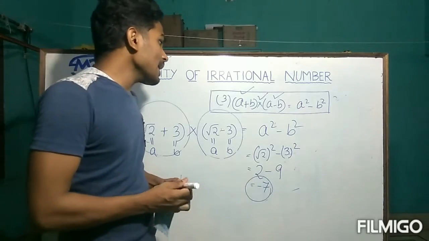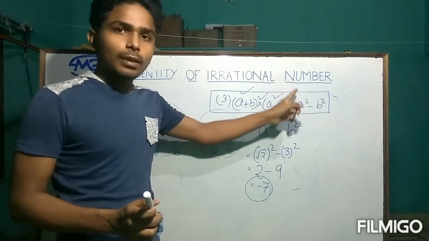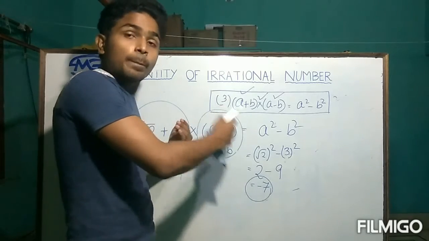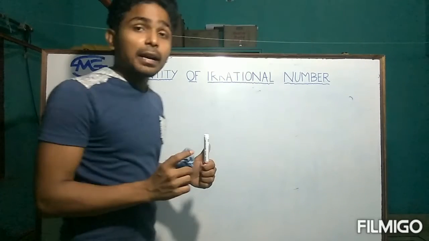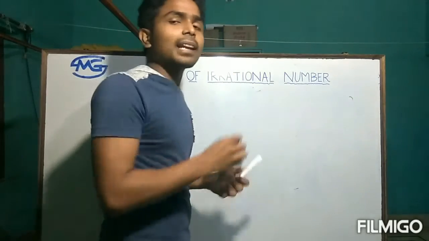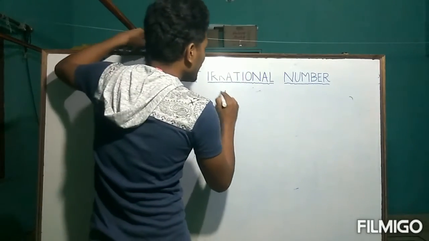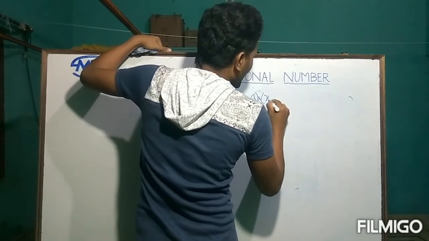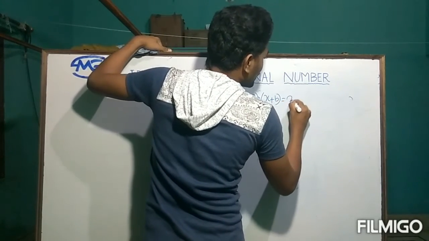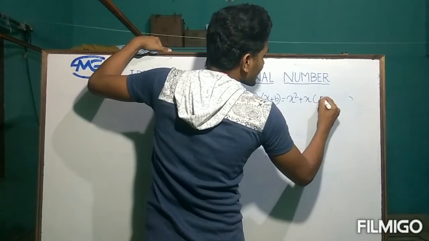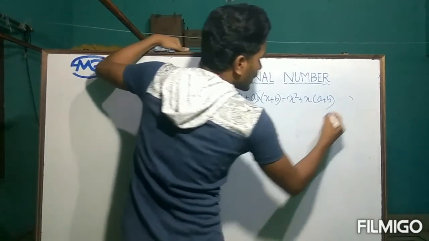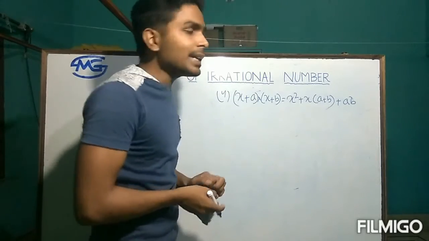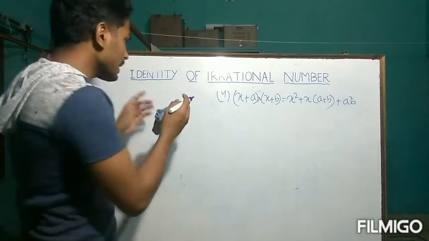By using the formula (A plus B) into (A minus B) is equal to A square minus B square, we can calculate the multiplication of any two expressions. So let's try with the last or the final formula of identity, that will be (x plus A) whole into (x plus B) is equal to x square plus x into (A plus B) plus AB. This is the fourth formula of identity. Let us use this formula in our session.